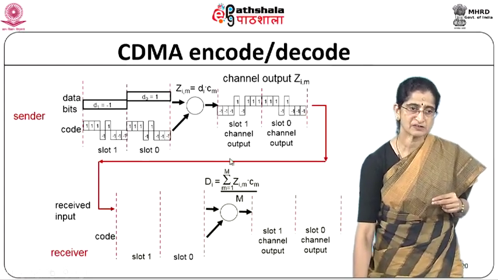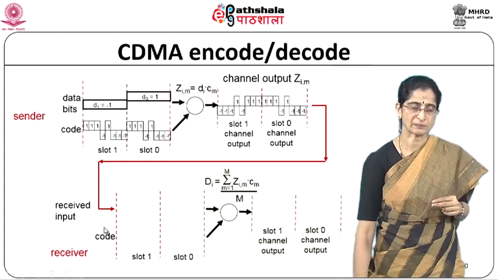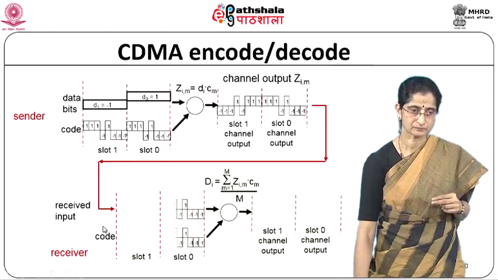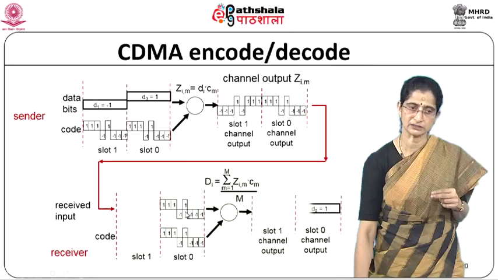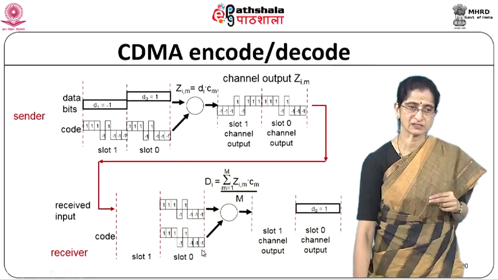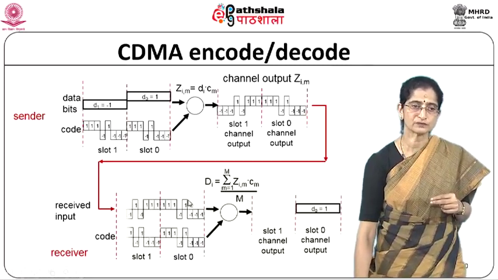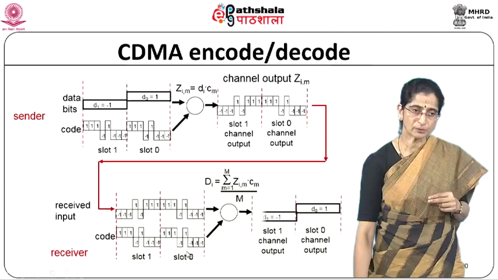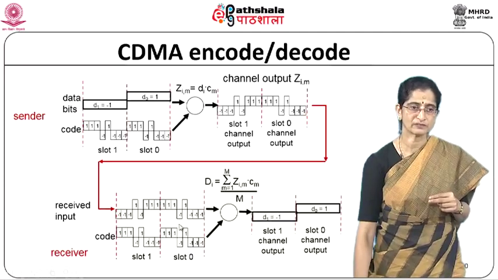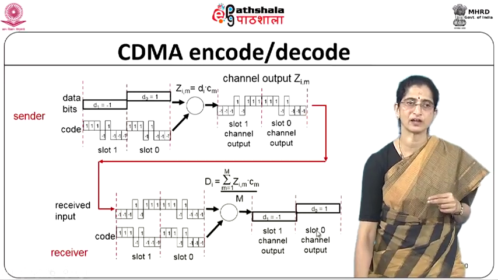Now this is transmitted and it comes to the receiver. So at the receiver, let's look at what happens. At the receiver, this particular data has come in, and the code that I have is this. I know that this is the code that I am looking for. So I do a dot product of this code and this code. Since all of them are identical, I will get a value of 1, right. So I know that my slot 0 channel output is 1.